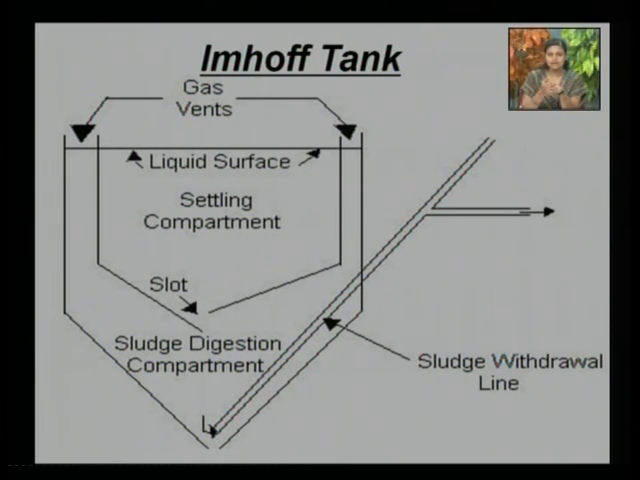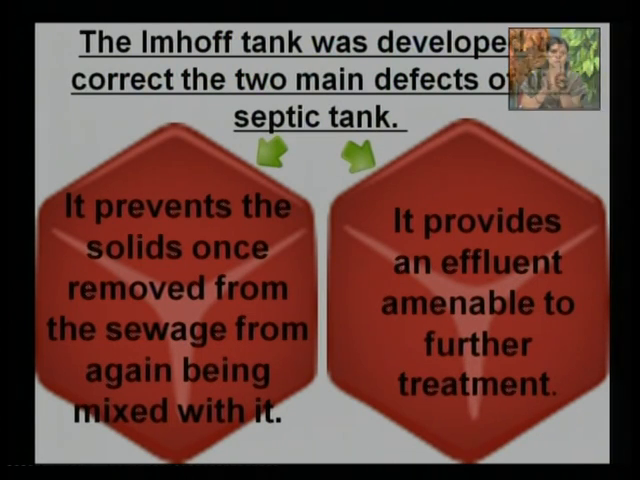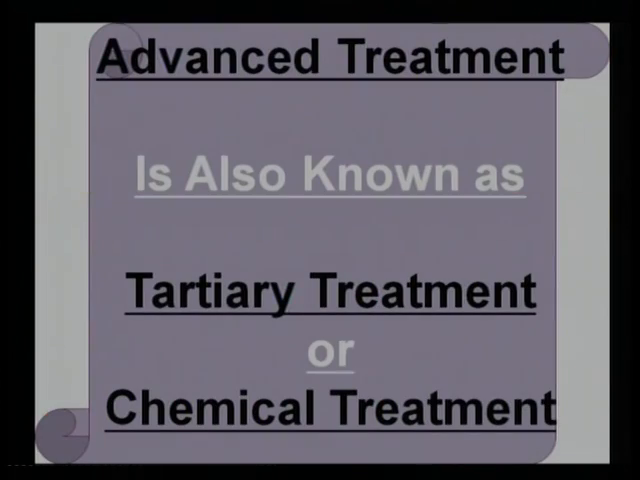Next please. You can see the two disadvantages of the septic tank can be overcome here: it prevents the solids that are removed from the sewage from mixing, and it provides an effluent amenable to further treatment. So that is the Imhoff tank. Now after the secondary treatment, what do we have? We have with us the effluent and we have with us the sludge.